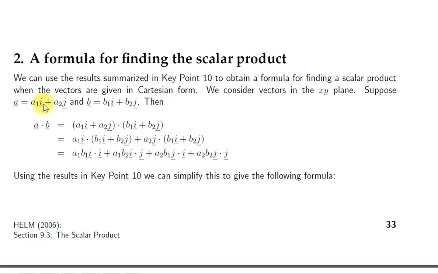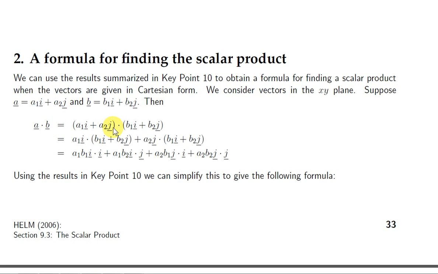Now what about two vectors that have i and j components? So these are two vectors in the xy plane. Vector A is a1 i plus a2 j. Vector B is b1 i plus b2 j. Let's consider the dot product.